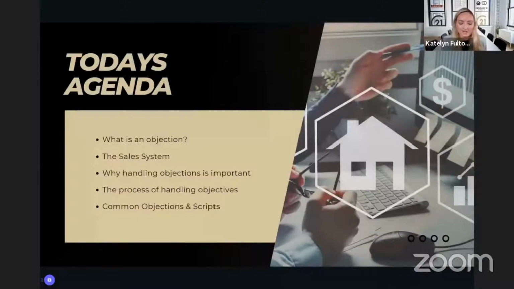Okay, so on today's agenda, we're going to talk about what an objection is. I'm going to talk about the sales process and the system that you guys will go through, why handling objections is important in our business, the process of handling objections, and then common objections and scripts that you guys will go through.